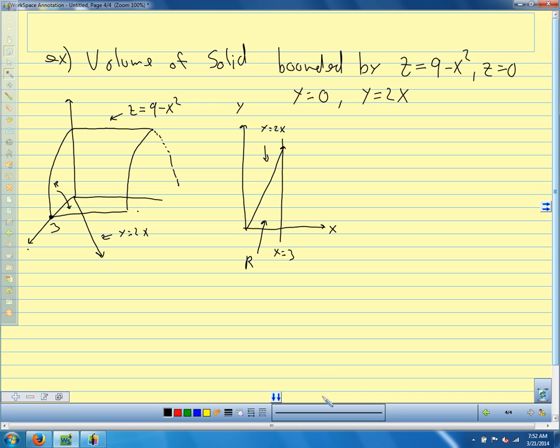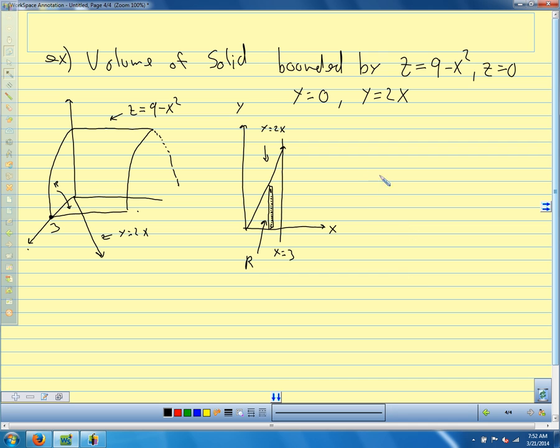So there's our region. So what we're thinking here is we're going to let z vary from 0 up to the surface. Y is going to vary from 0 to the line here. And x is going to vary from 0 to 3. So in the xy plane, we're making our little rectangles vertical. We're integrating with respect to y up the rectangle. We're integrating with respect to x across the region, and then we're integrating with respect to z up to the surface.